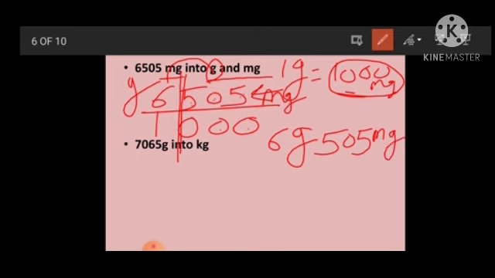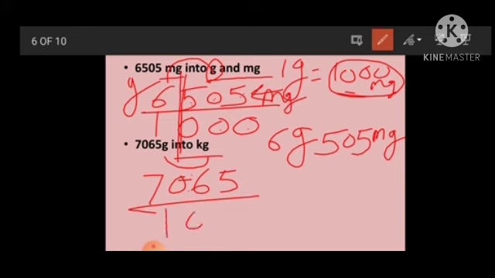Okay students, now again, 7,065 gram into kilogram. Again, smaller unit converted into bigger unit, we divide. So 7,065, 1 kilogram is how many gram? 1000 grams. So divided by 1000. How many 0 in 1000? 3 zeros. So 1, 2 and 3. We make a line here. This is kilogram and this is gram.